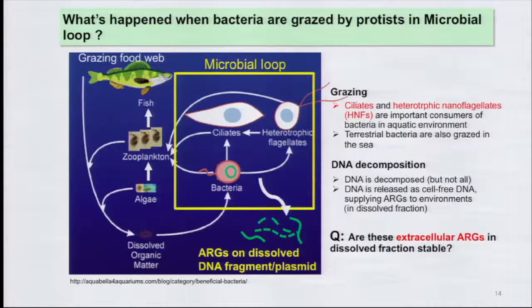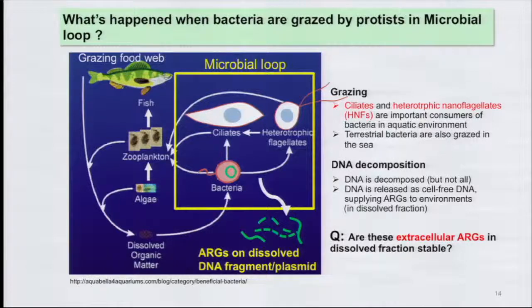Okay. So what happens when bacteria are grazed by protists in the microbial loop? Grazing. The ciliates and the heterotrophic nanoflagellates are very important consumers of bacteria in aquatic environments. So of course, terrestrial bacteria are also grazed, as I mentioned. In this step, the DNA should be decomposed. But it is known that the grazing cannot decompose the DNA completely. So DNA is released as cell-free DNA, extracellular DNA, which supplies ARG into the environment.